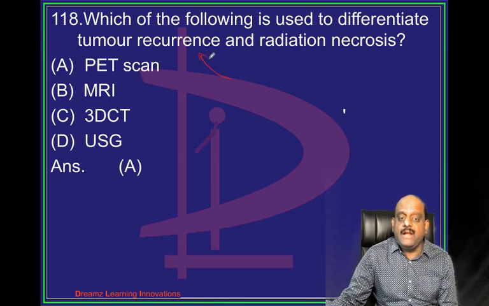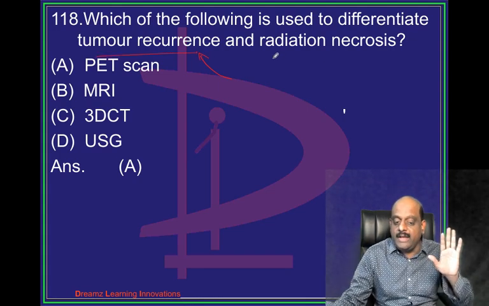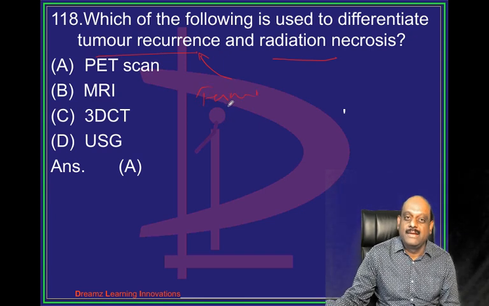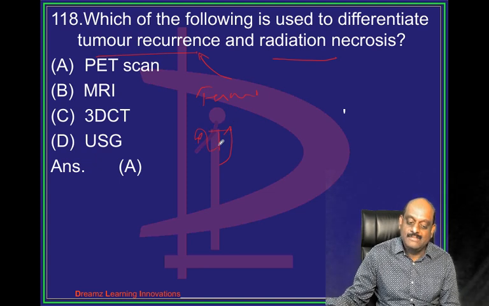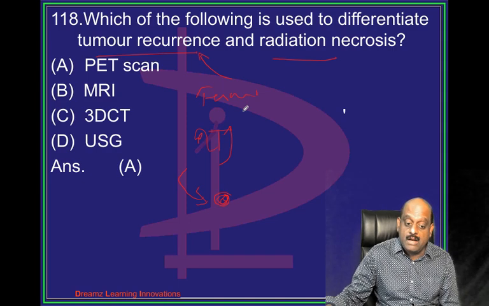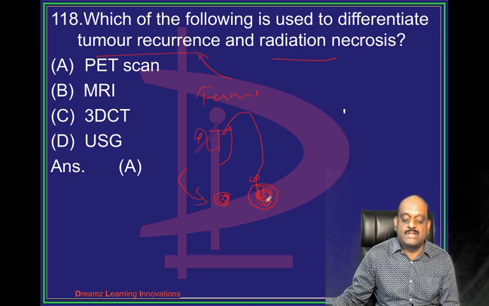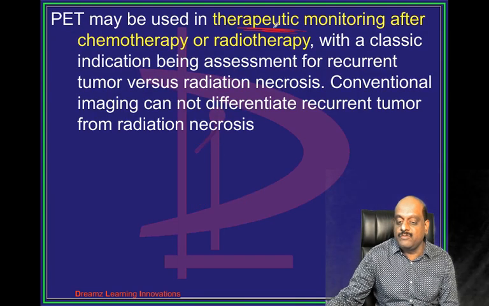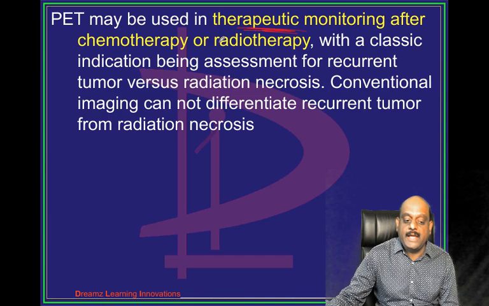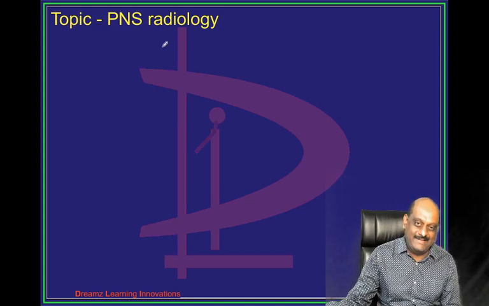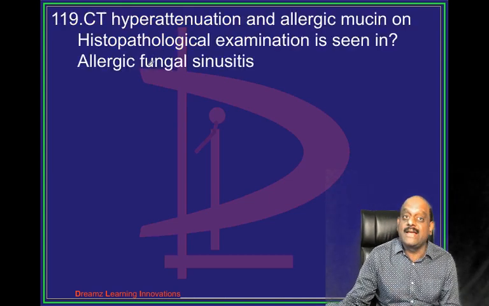If you want to differentiate, a very common question, tumor recurrence from radiation necrosis. Someone has a tumor and you have given radiotherapy, then you found a lesion. Is it a recurrence of it, or because of your radiotherapy is there any necrosis? How do you differentiate? PET scan once more. It is the one which is used for therapeutic monitoring after the radiotherapy in order to differentiate between radiation necrosis and the tumor recurrence.